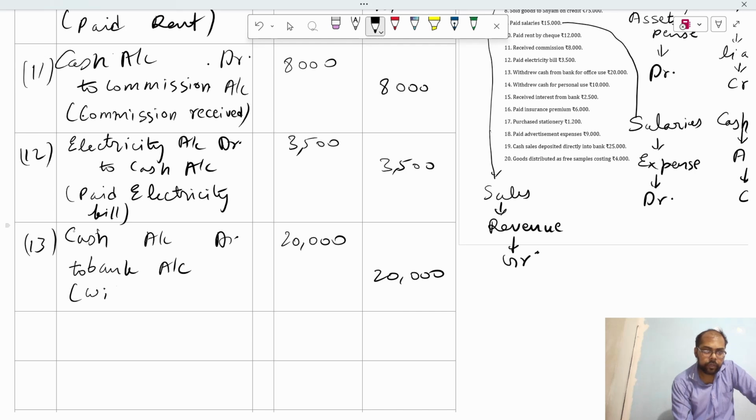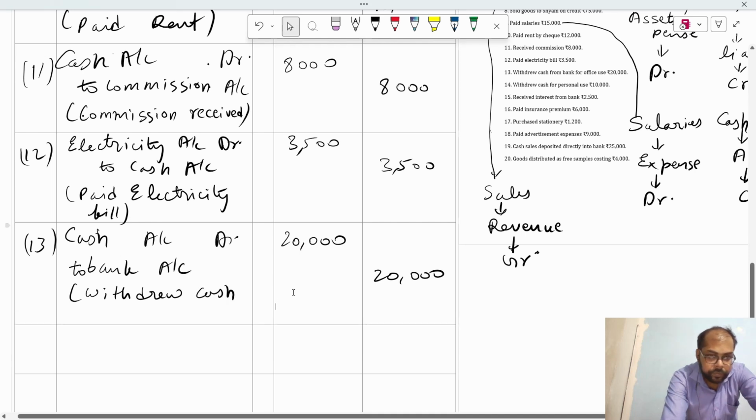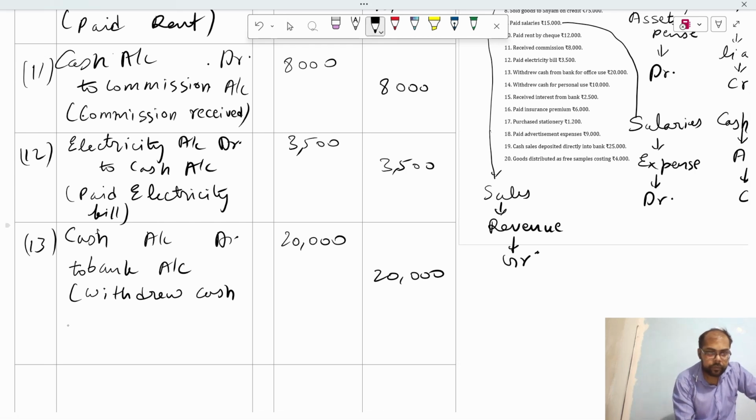Withdrew cash from bank for office use. That is going to be the narration here.